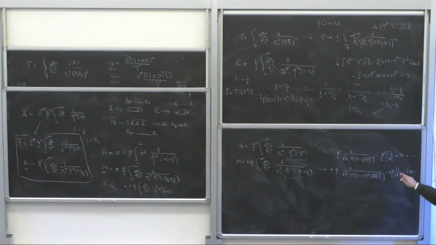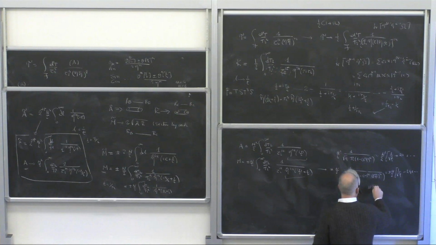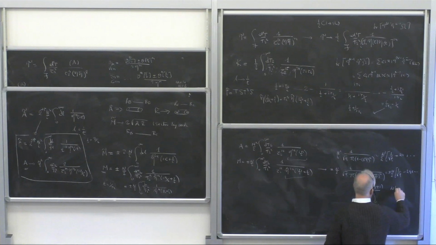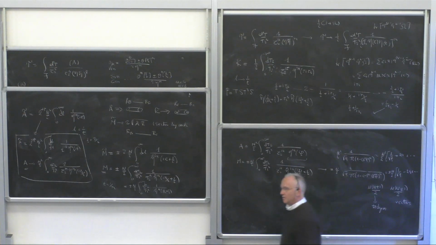So how many states do I get at the lowest level? Well, at the lowest level, I get n plus or minus over 2 states. So these are the tachyons. How many vectors do I get? I get n minus or plus over 2 vectors, because the 24 is just a number of polarizations of the vectors.